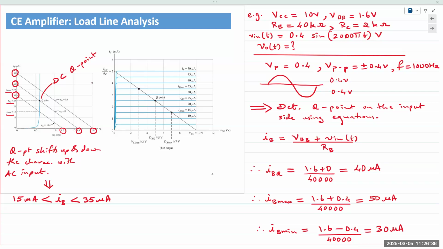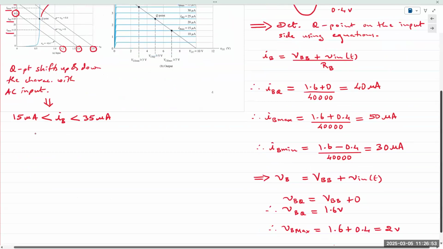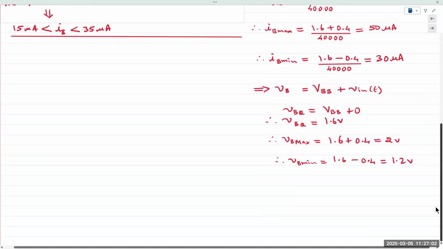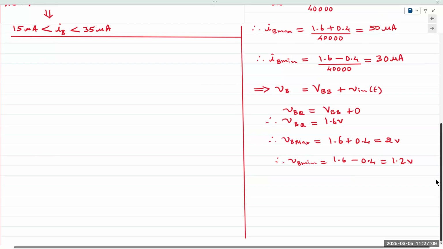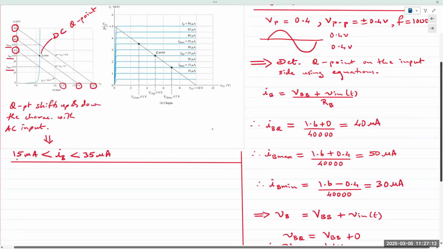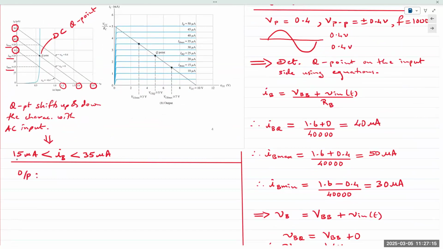Now we take those three values and we take them to the output side, because we need to know which output curve we want to use. All right, so here's the thing though. On the output side, we need a load line. And so on the output side, I'm going to apply KVL, which we did in the previous class. And I'm going to write directly the equation for VCE and IC.